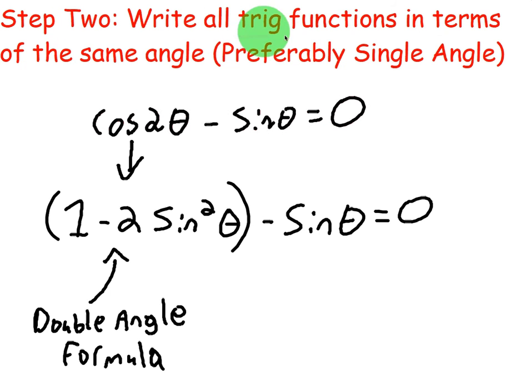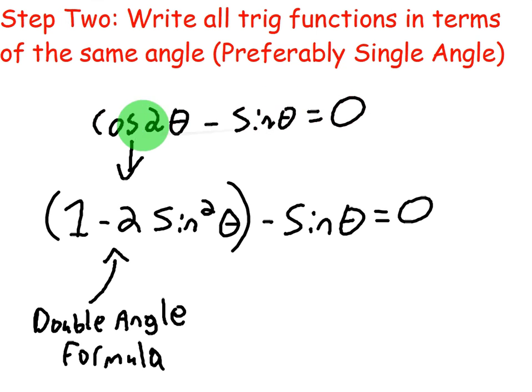Step 2, write all of the trig functions in terms of the same angle. It's really hard to solve a trig equation if you have a 2 theta and a theta. So you want to get everything in terms of usually a single angle theta. That's why it says preferably a single angle. I know that this is a double angle, and if you look back at the double angle lessons, which I recommend you do if you haven't already, you will see that cosine of 2 theta has two separate formulas, one in terms of cosine and one in terms of sine.